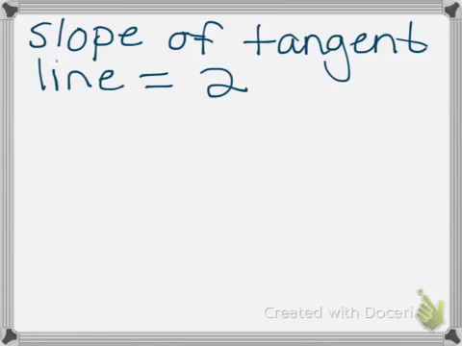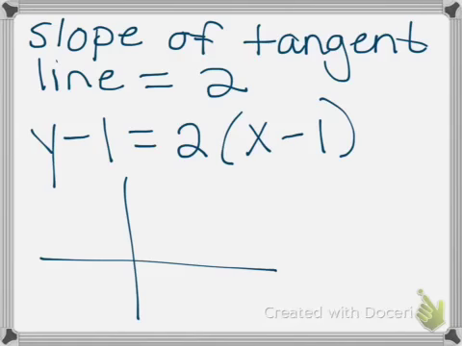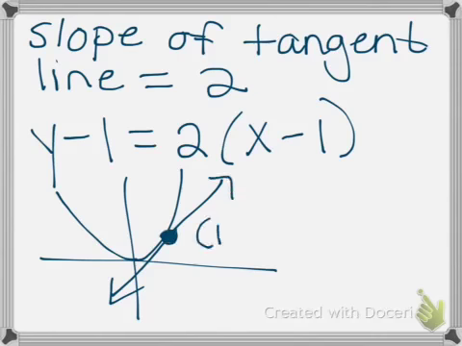So now I know that the equation of my line is y minus the y value, which is 1, equals the slope 2 times x minus the x value, which is 1. Again, what did we just find? Here's the parabola, here's the point (1, 1), and there's my tangent line, which just touches it at 1 point. The equation of this line is in point-slope form: the x and y values are 1, and the slope is 2.